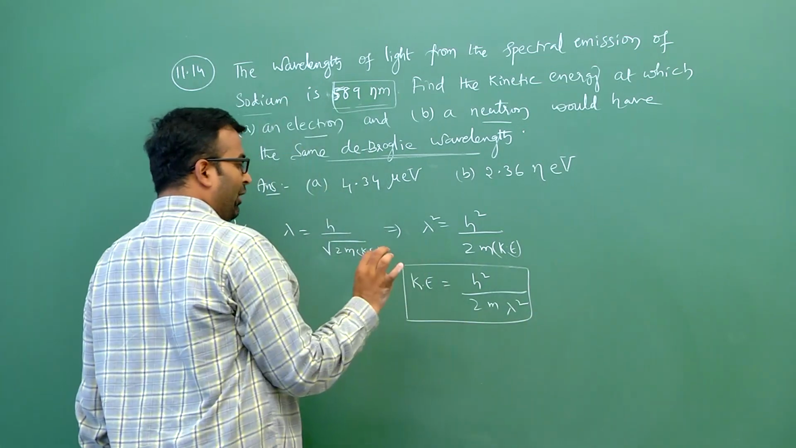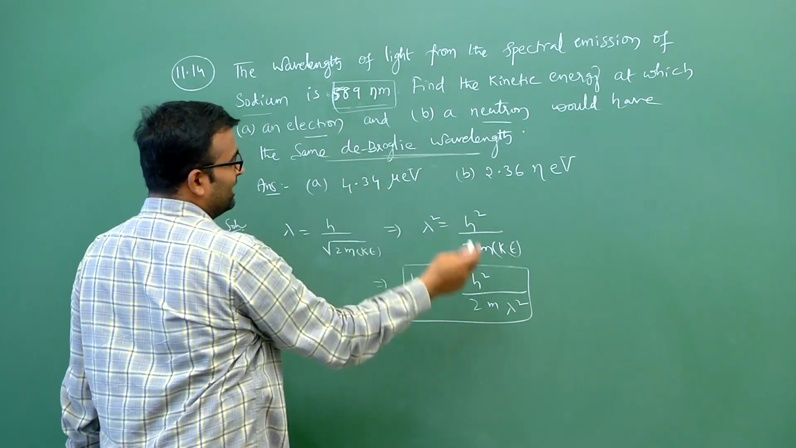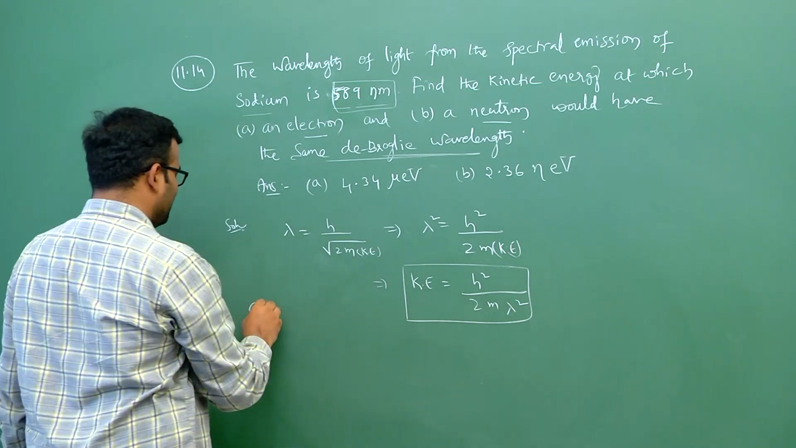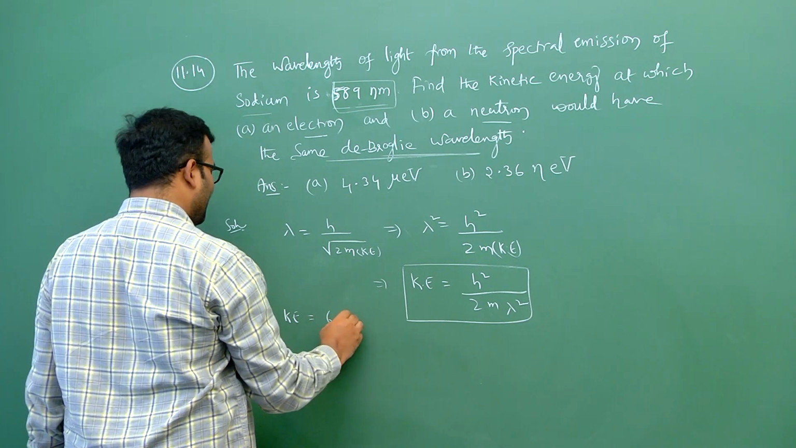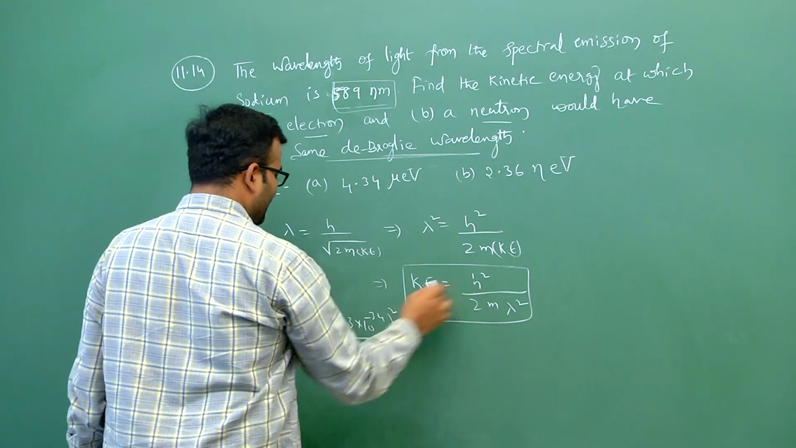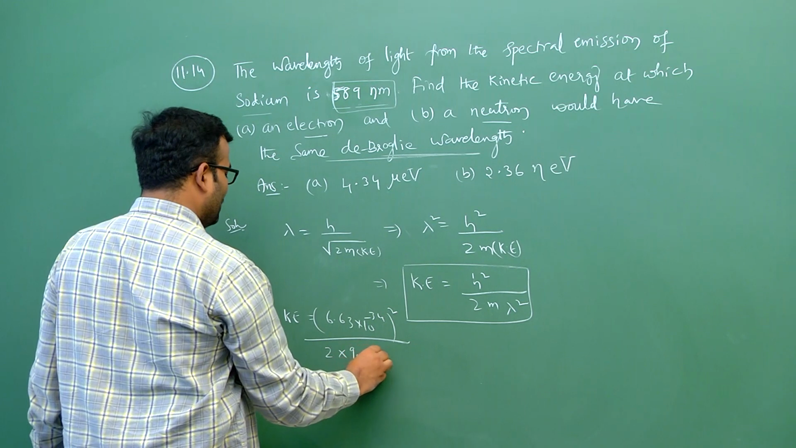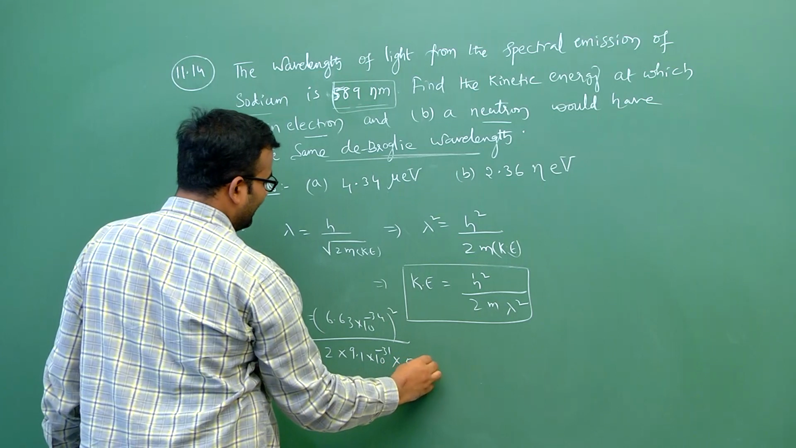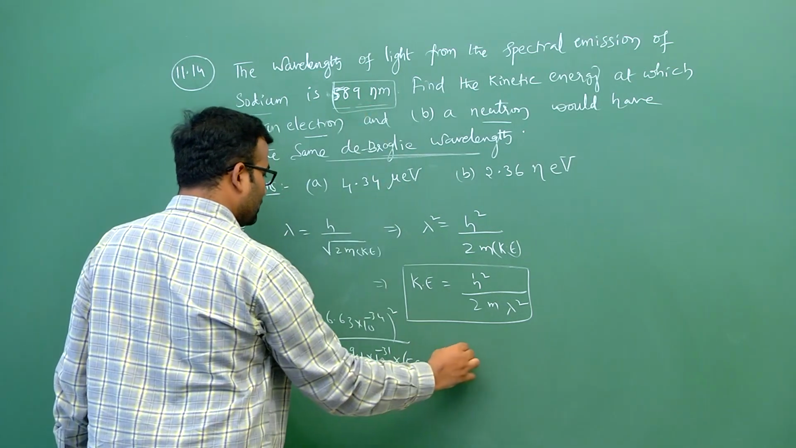Now I want to go for simple substitution of the mass of the electron as well as the mass of the neutron, two times. Case A is for electron. So the kinetic energy it should possess is: h square means 6.63 times 10 to the power of minus 34, whole square. It is SI unit value. So 2 into the mass of electron, 9.1 times 10 to the power of minus 31 kg, and lambda value is 589 times 10 to the power of nano, meaning 10 to the power of minus 9, whole square.